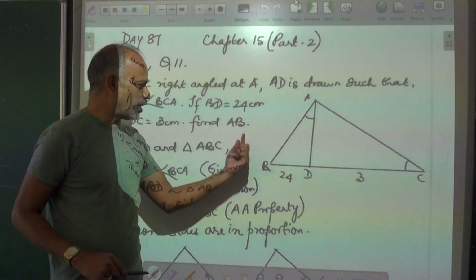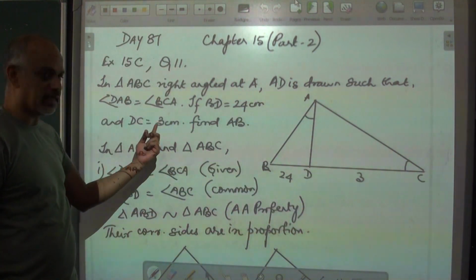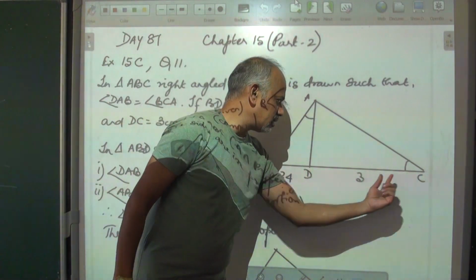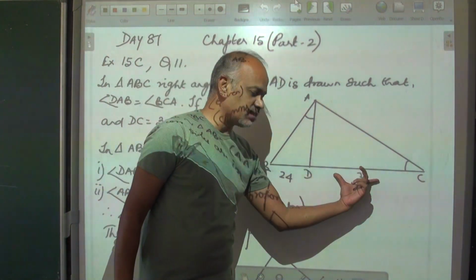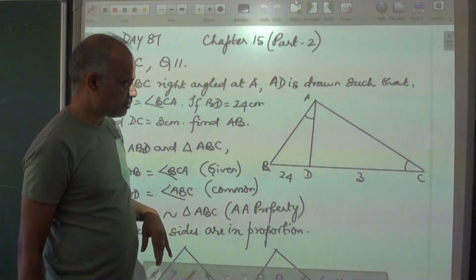If BD is 24, BD's length is 24 and DC's length is 3, D to C is 3. This much is 24, this is 3. Find AB. You have to find AB.